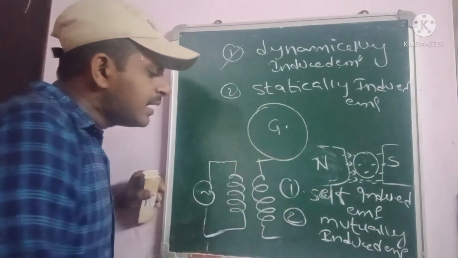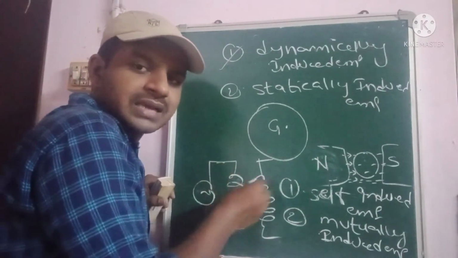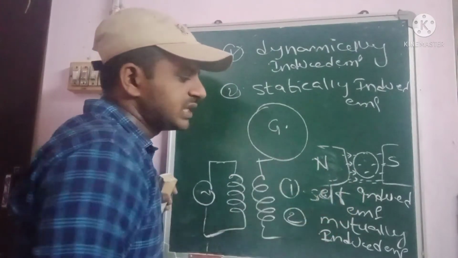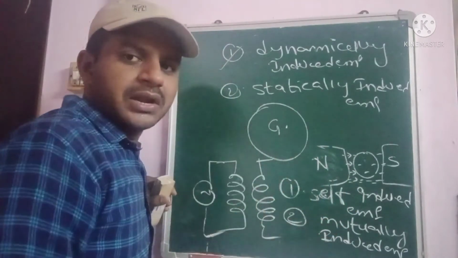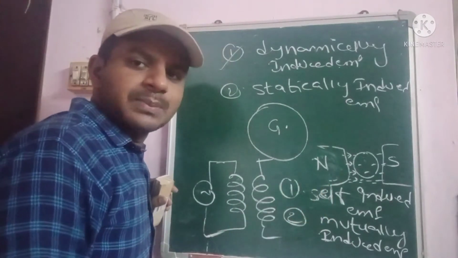According to the nature of the flux existing in both the primary winding as well as the secondary winding, they can be classified into two types: the self-induced EMF and the mutually induced EMF. So let us come to the self-induced EMF here.